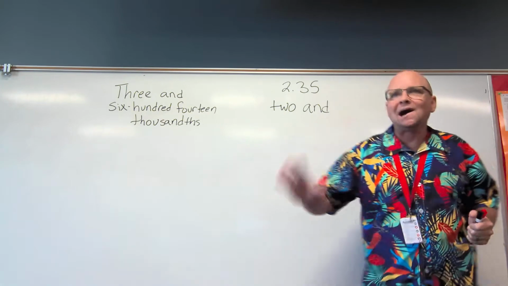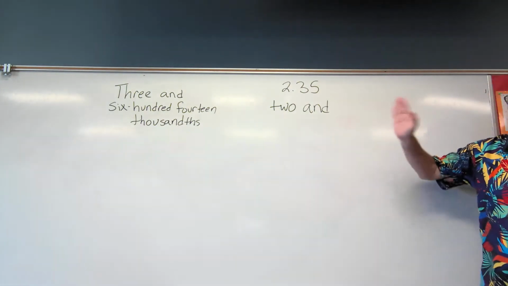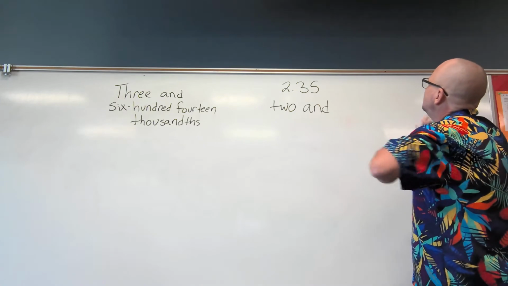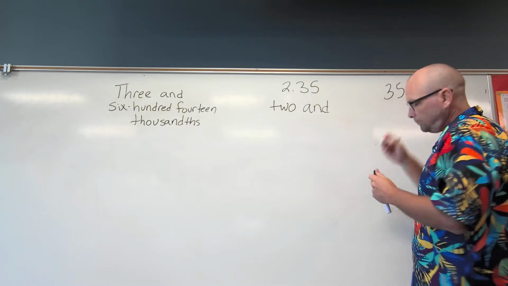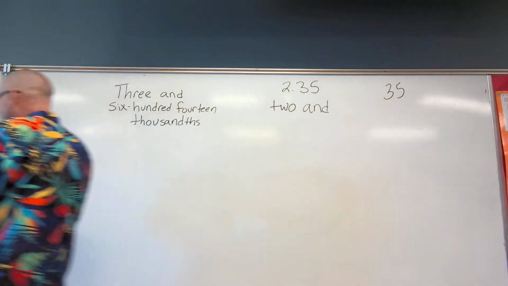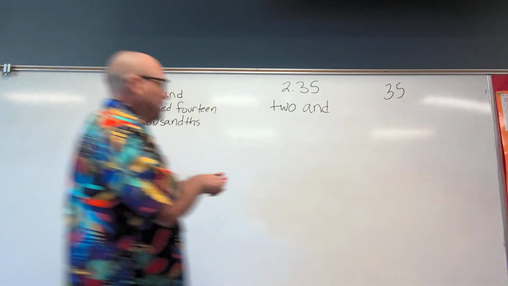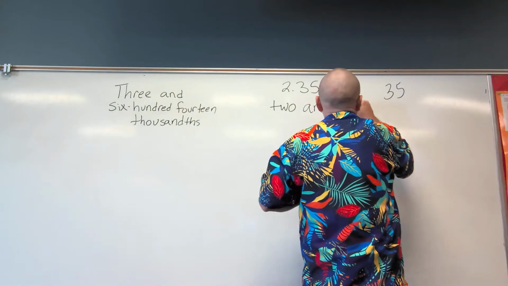Garrett, we're going to look behind the decimal point. I want you to ignore the rest. In fact, I'm going to rewrite what's behind the decimal point here. The number I just wrote, Garrett, how do you say it? 35. That's how you write it. 35.